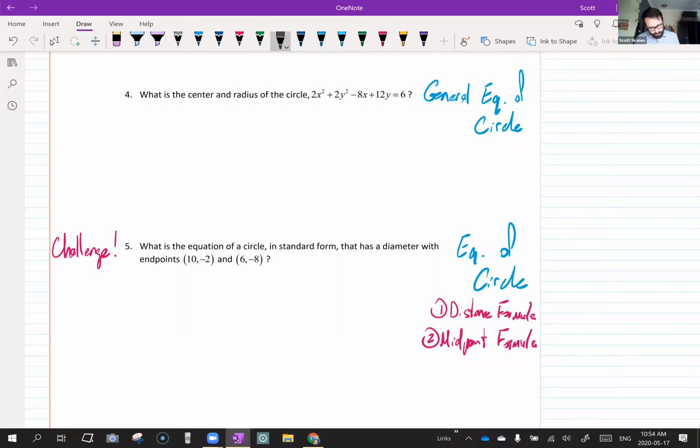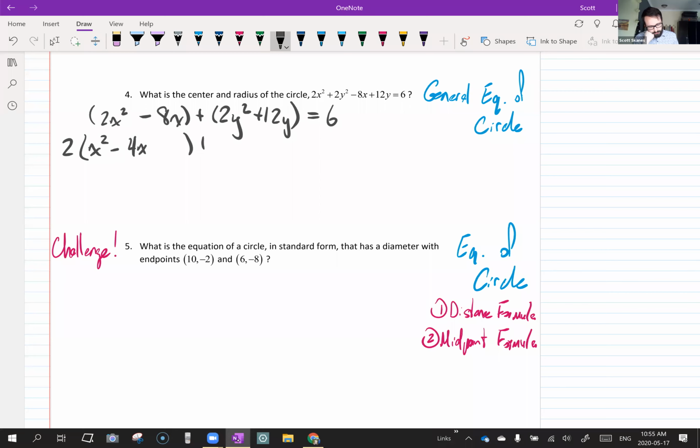We group the x and y terms. So group the x terms, group the y terms, and the constants on the other side. Take a common factor outside. Leave some space. And then I need to complete the square. How do I complete the square? Divide this number in the middle by 2 and square it.